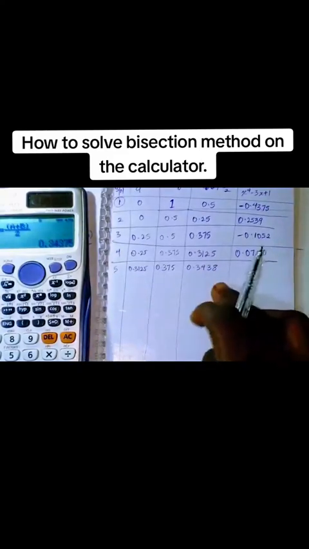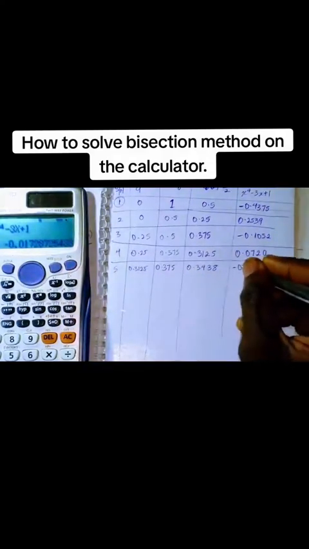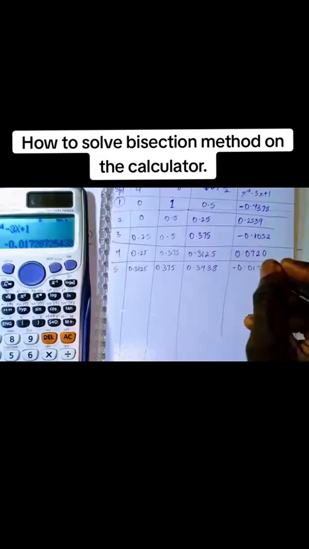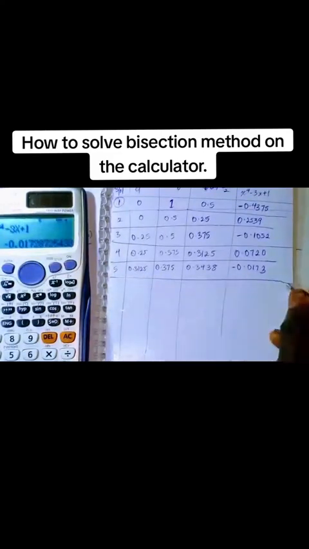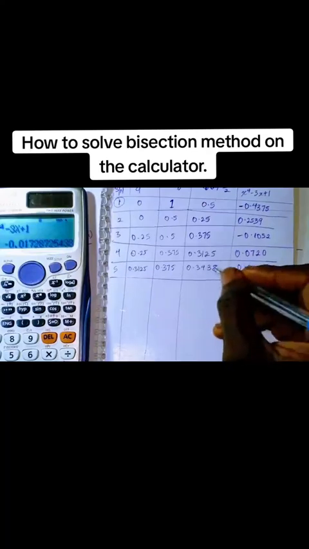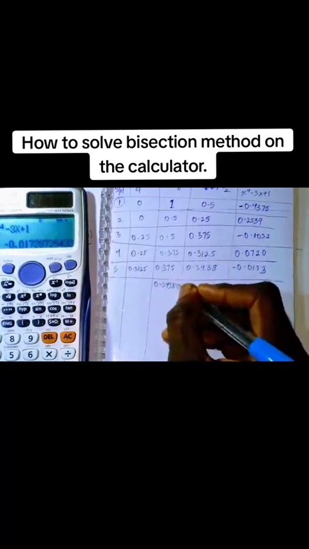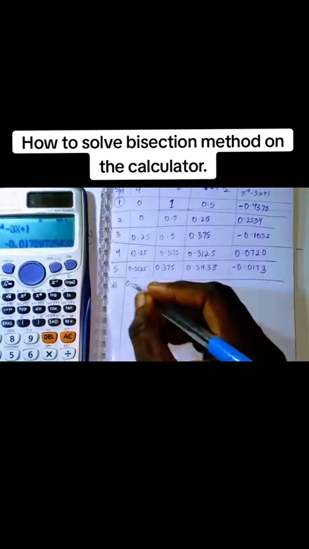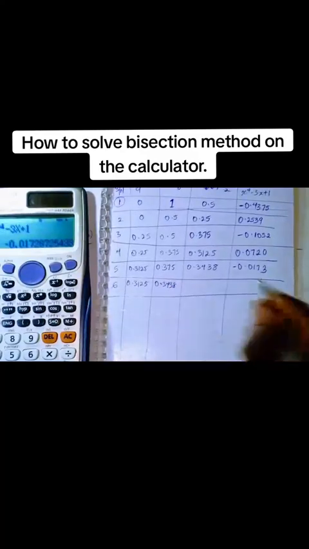Then 0.3438. And go to the next value again, and this one is minus 0.0172 or 3. Now at this point, you can continue this. Since you are given a negative, you write this number under the negative side, 0.3438, and here you have 0.3125.